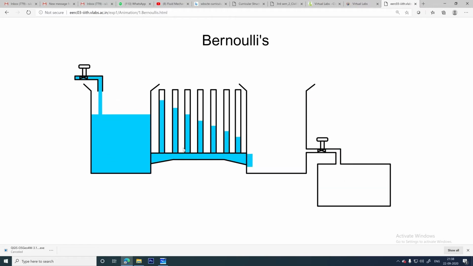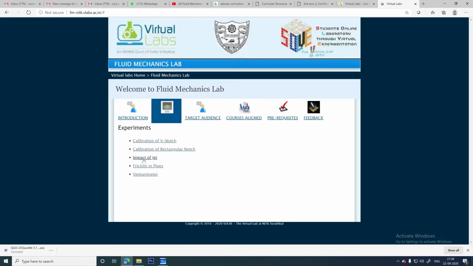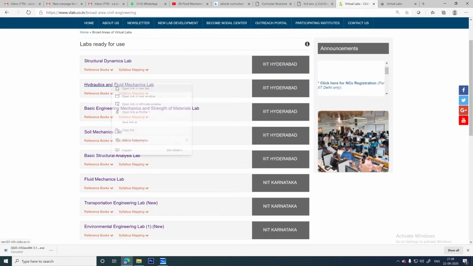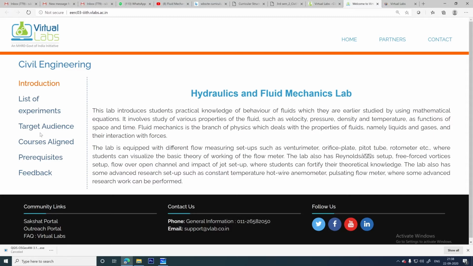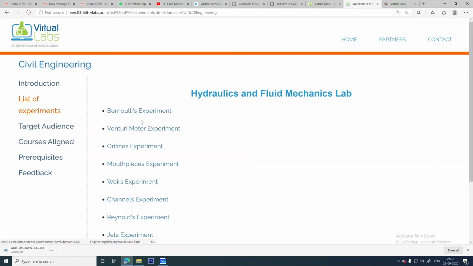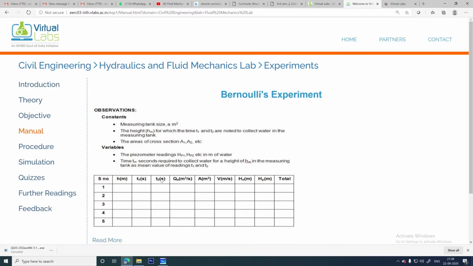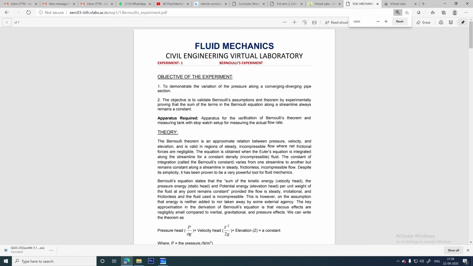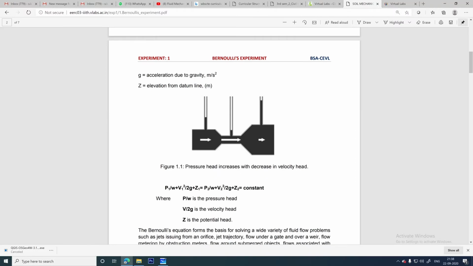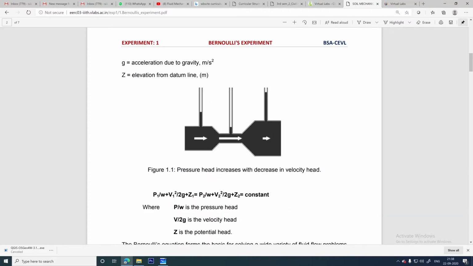Why are there different values? Because the cross sectional area of the pipe below is different, that is why the height that we are getting from here is different. Now let us see the theoretical portion. Here you have the Bernoulli's experiment, and the manual. Now in this manual, you can see it is clearly mentioned.